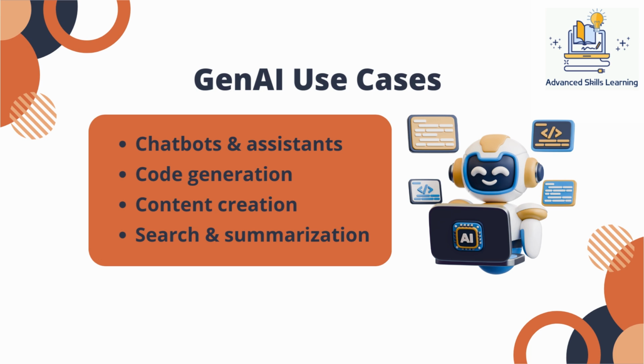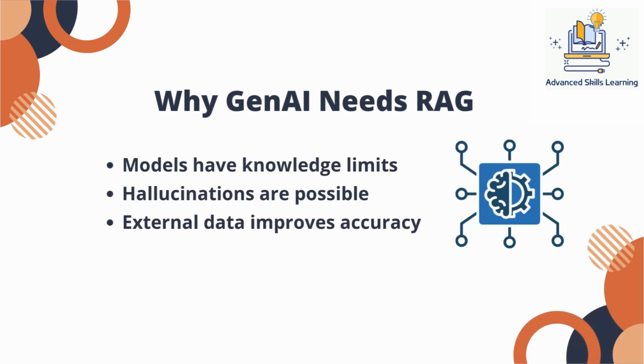However, GenAI models also have important limitations. They are trained on static datasets and do not automatically know about recent events, private data, or organization-specific knowledge. They can also generate incorrect or misleading information, a behavior commonly referred to as hallucination. Because of this, GenAI systems cannot be used safely in production without additional architectural components.